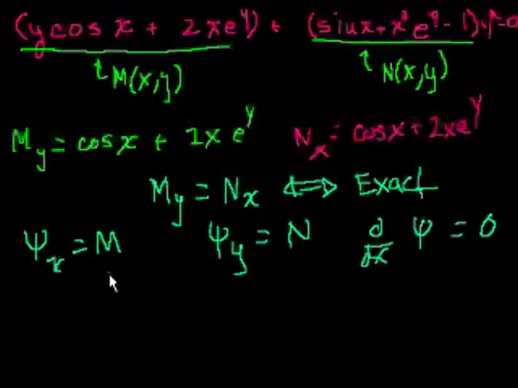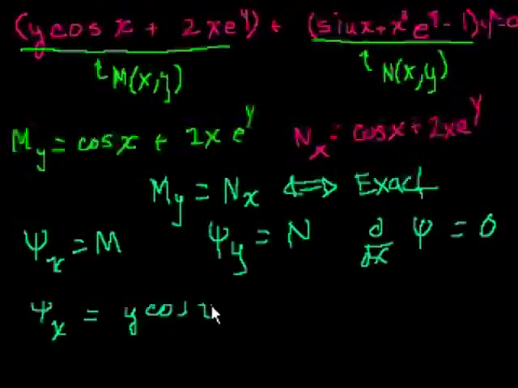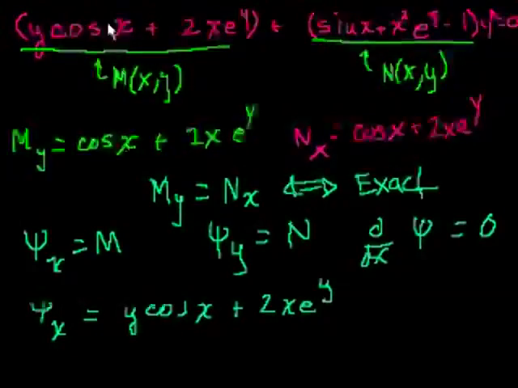So let's solve for psi. So we know that the partial of psi with respect to x is equal to M. So we could write that. We could write the partial of psi with respect to x is equal to M, which is y cosine of x plus 2x e to the y, right? That's just here. That's my M of x.